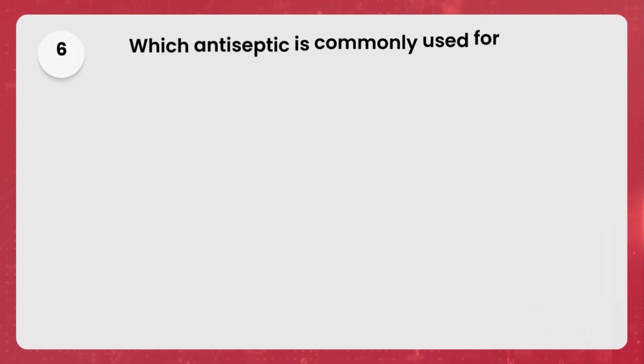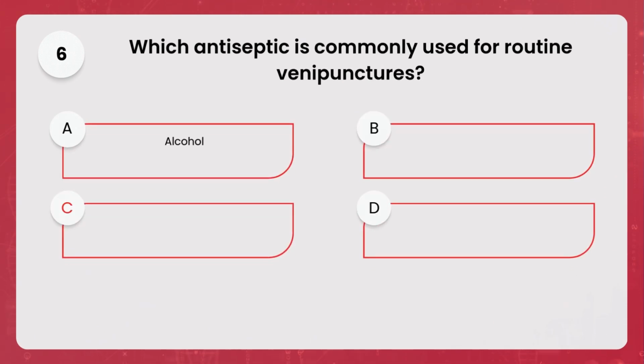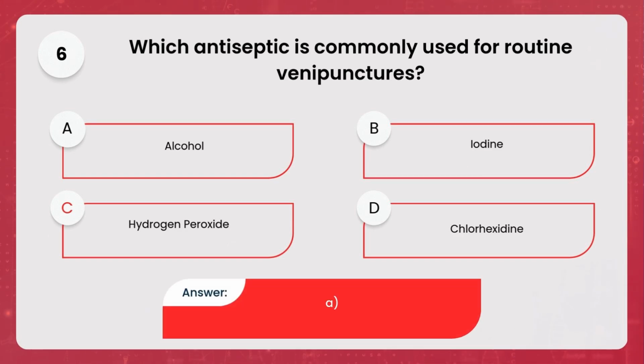Number 6. Which antiseptic is commonly used for routine venipunctures? A. Alcohol. B. Iodine. C. Hydrogen peroxide. Or D. Chlorhexidine. The answer is A. Alcohol.